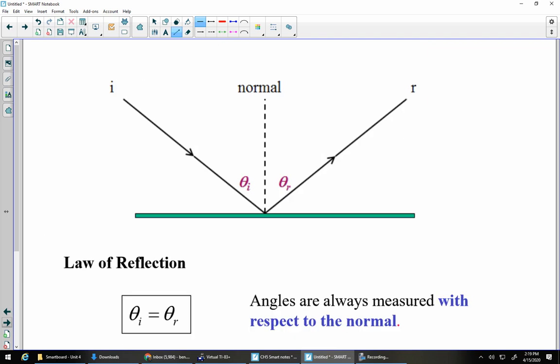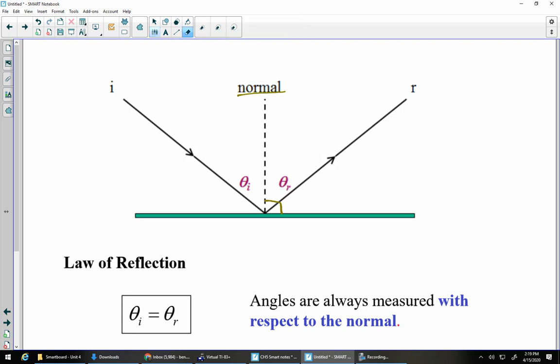So our law of reflection, you actually talked about this in Physics 20. We said that our incident angle is equal to our reflected angle and always has to be measured compared to the normal line. Normal line is just a line that is 90 degrees to the surface. Normal is the new 90, is what they say. So anyways, always measure compared to that.